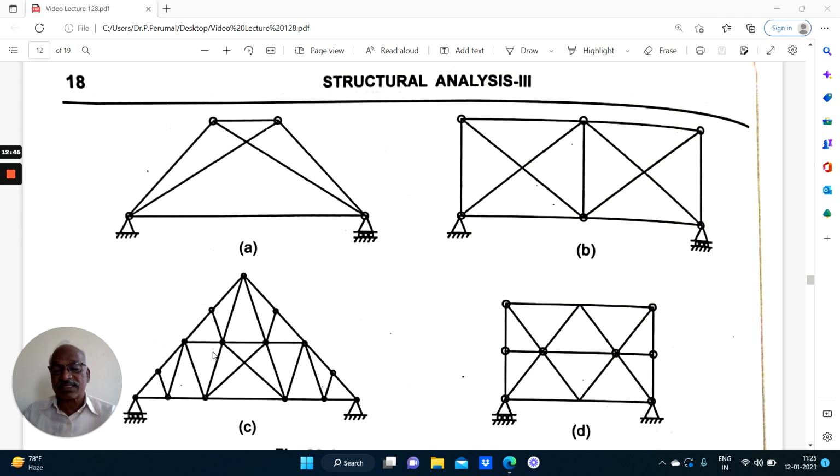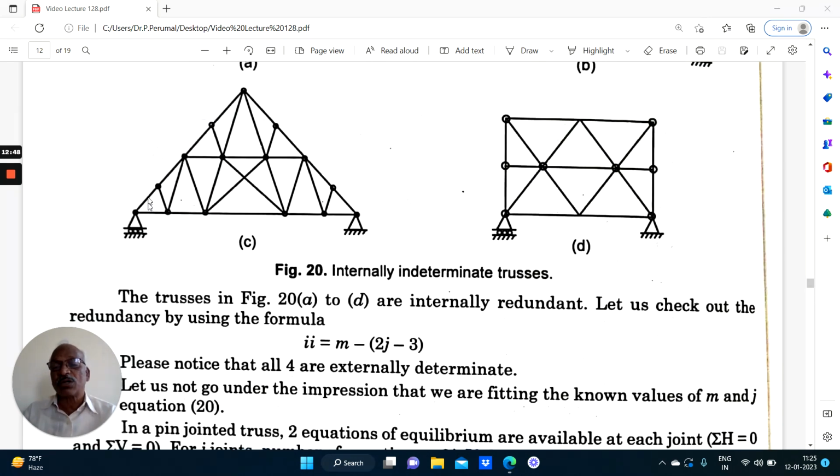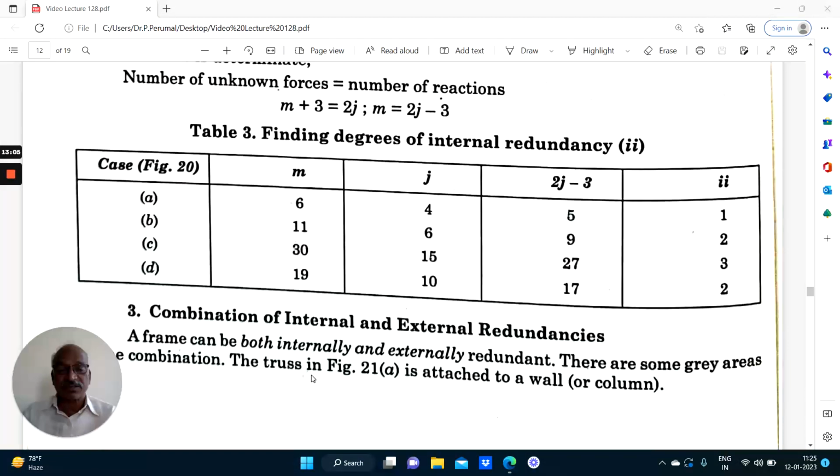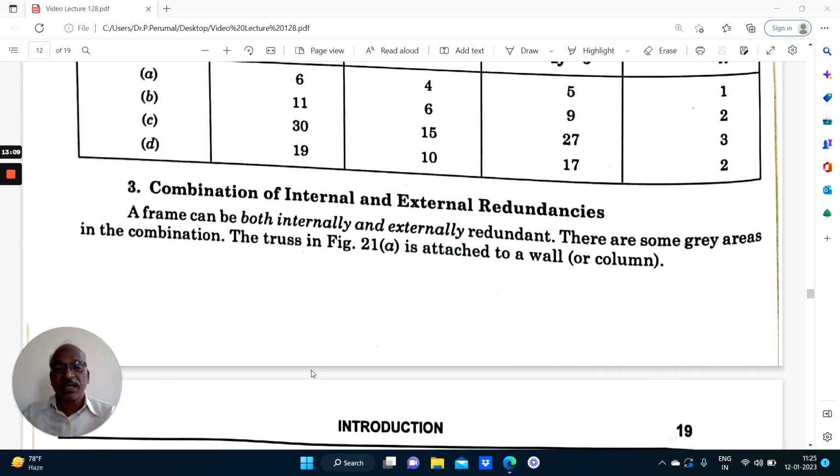Similarly for other structures, we simply have to count the number of members. Say we'll count 1, 2, 3, 4, 5, 6, 7, 8. Like that we can count and find out the number of members and number of joints, from the formula I equal to m minus 2j minus 3. So we need not discuss every case. Right, that is the procedure.